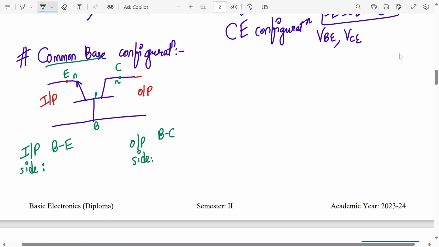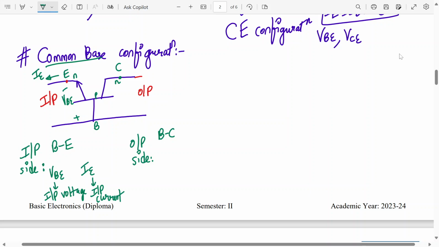NPN. Remember that. Alright. Now tell me, input side में से input voltage कौन सा है? What is my input voltage? VB, right? ये वाला ना? So VB is my input voltage. What is my input current? Can you tell me? IE. IE is my input current. So please note it down.